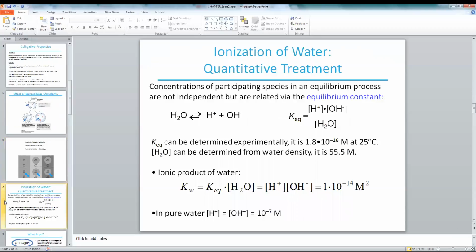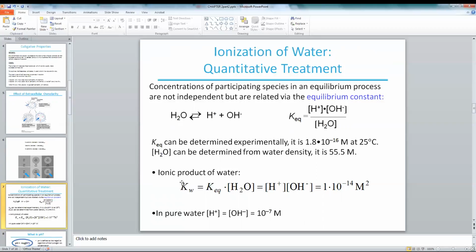One of the other properties that we need to pay attention to in terms of water is the fact that it ionizes. So concentrations of something that is participating in an equilibrium process aren't independent. In fact, they're related via our equilibrium constant. And so that's just saying that the rate of exchange from water to H plus and OH minus is dependent upon this K equilibrium expression. And we know that Keq can be determined experimentally for water, and we actually know that the concentration of water can be determined from its density.